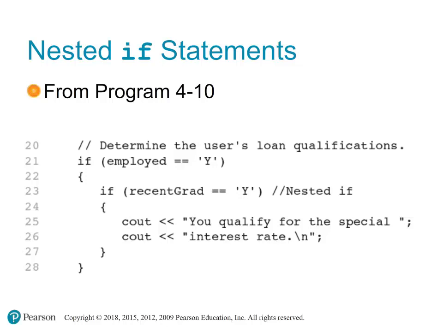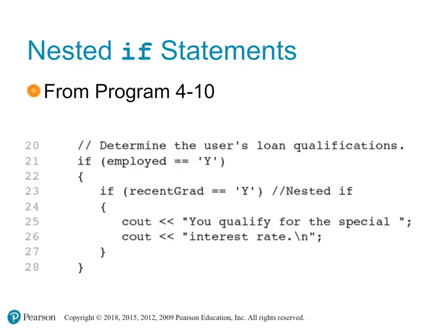The program uses two variables, employed and recent grad. Those are of the char data type. Those two are to hold the user's employment and graduation status. So these variables are checked to determine if the user qualifies for a special interest rate.